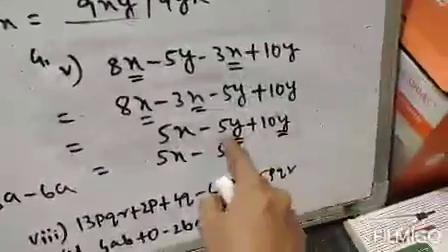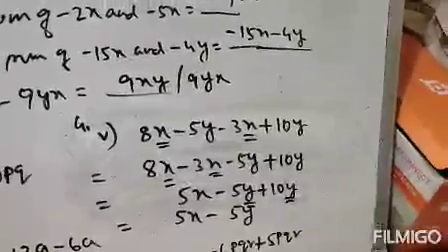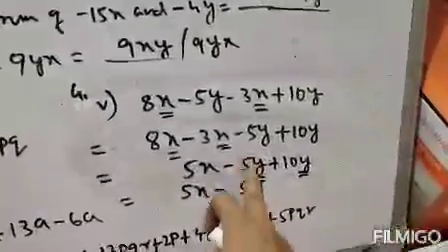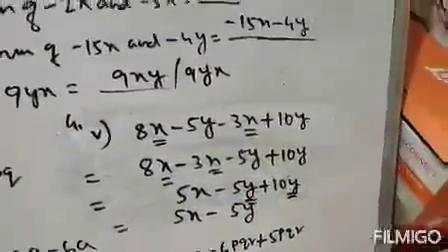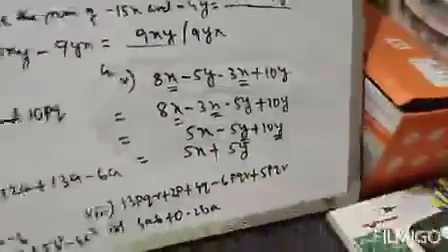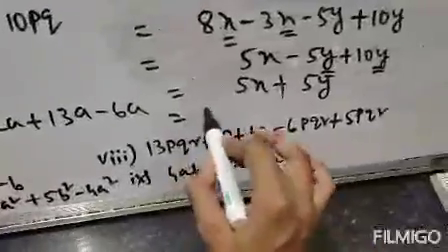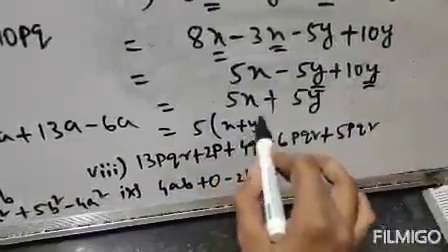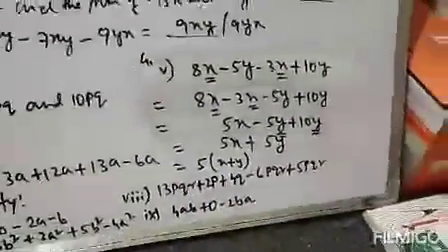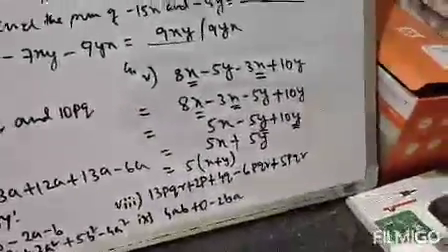Now check between 5 and 10 which number is bigger, because we have to put the sign of the bigger number. So between 5 and 10, the bigger number is 10 and the sign before the bigger number is plus. So we will write plus. That means 5x plus 5y, it is the answer. Also we can take 5 common and write it like this. So this is the answer.